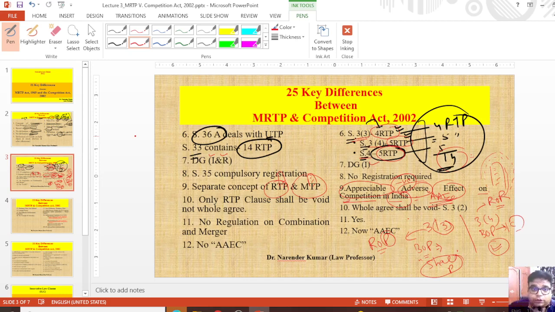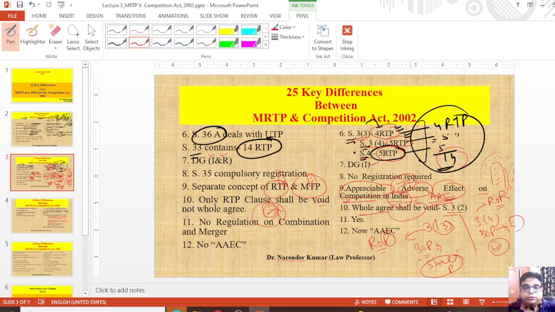Point number 10 talks about that only RTP clause shall be void, not the whole agreement. अगर कोई एग्रीमेंट है और उसमें कोई एक क्लॉज है जो कि आपका ठीक नहीं है एज पर द लॉ, तो उस क्लॉज को वो वाइड कर देंगे, ओनली दैट क्लॉज, नॉट द एंटायर एग्रीमेंट. बट यहाँ पर क्या है, कॉम्पिटिशन एक्ट में दैट इज द होल एग्रीमेंट शैल बी वाइड, सेक्शन 3 क्लॉज 2 यू कैन.